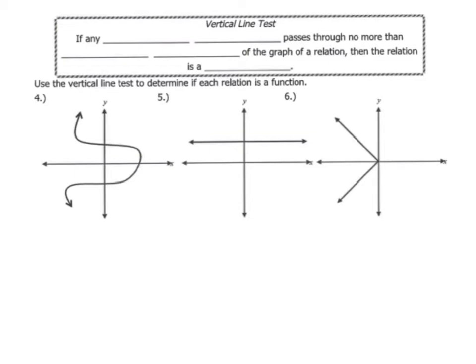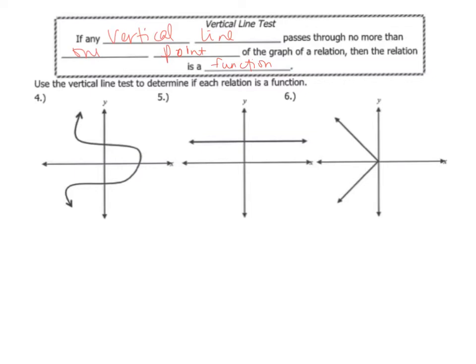Another way to determine if a relation is a function is using a vertical line test. If any vertical line passes through no more than 1 point of the graph of a relation, then the relation is a function. What we're going to do is this has to go through every single point. If you pick somewhere and it happens to only go through 1 point, but you can pick somewhere else on it and it goes through more than 1 point, then it's never going to be a function.